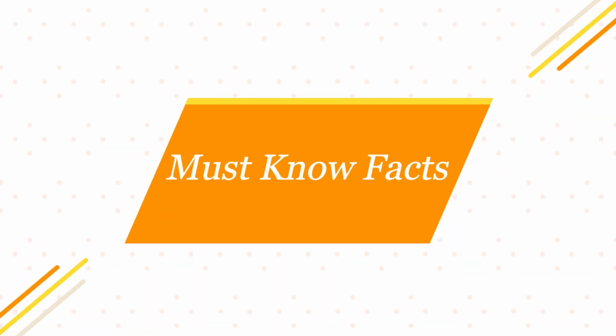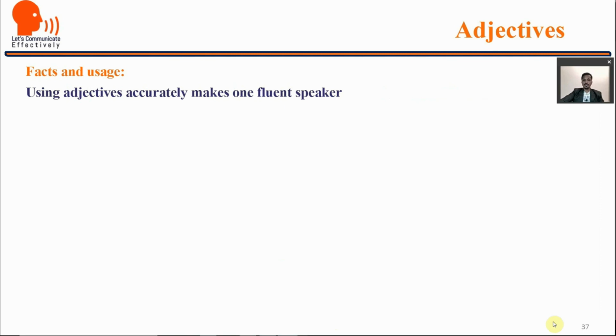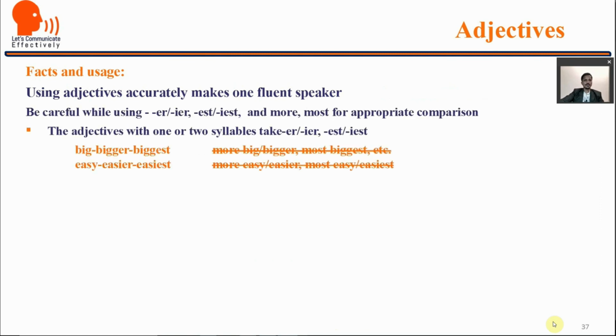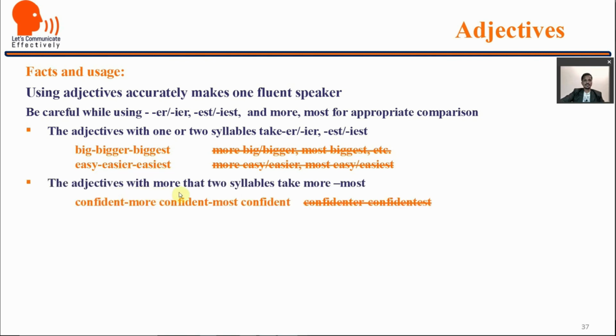Facts about the adjectives. Using adjectives accurately makes one fluent speaker, as I told you earlier. Be careful while using er or est and more and most for appropriate comparison. The adjectives with one or two syllables take er or est. For example, big, bigger, biggest, easy, easier, easiest. The adjectives with more than two syllables take more and most, like confident, more confident, most confident, right?